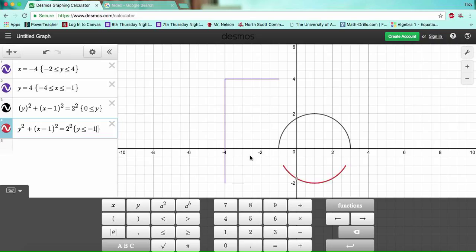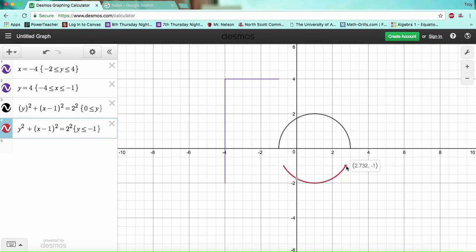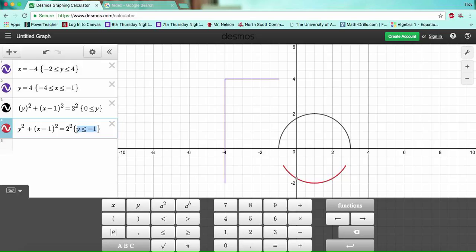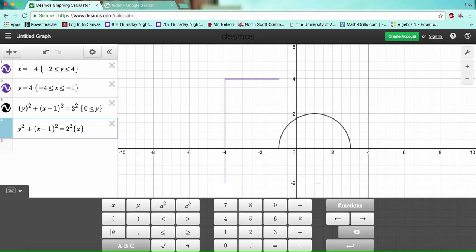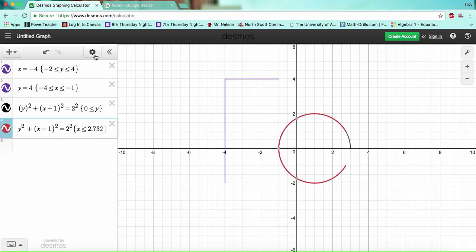So now I've got this little piece missing, but I also have the piece missing here. So instead, maybe I should use my x value, 2.732, and say I don't want to see anything on the right of it. I only want to see when x is less than 2.732. So now this red circle is only showing me on the left side of it, and on the right I'm seeing the other circle that I had created before.